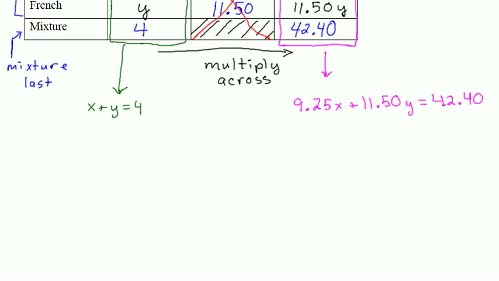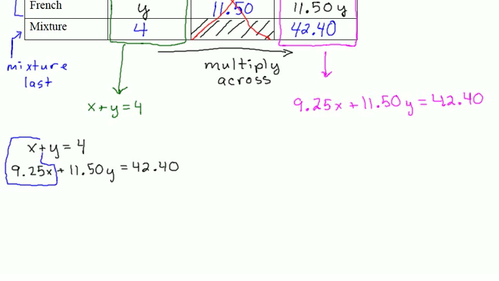Let's go ahead and write those down again so that they're a little bit neater off to the side here. We have x plus y equals 4 and we have 9.25x plus 11.50y equals 42.40. This can be solved by substitution or elimination. I find elimination to be just a little bit easier. So I'm going to choose to target x. It doesn't matter much which one you choose to target, but usually if you choose the one that has a smaller coefficient, you're going to keep your numbers positive as you're going through the computations. So it does make it slightly easier.